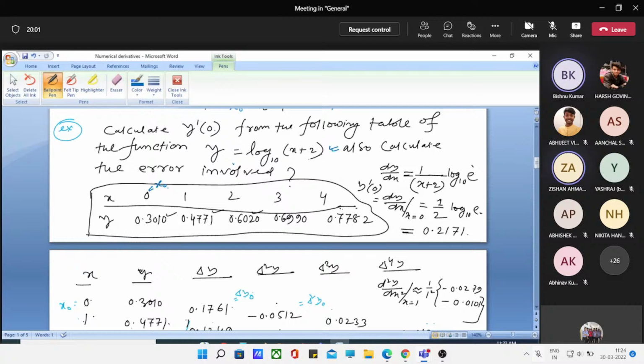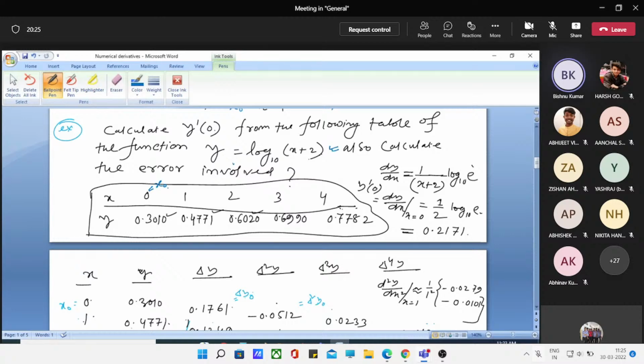dy/dx of log x is 1 by (x plus 2), and in log, basically this is base 10, so log 10 base e. If it is log base e, then 1 by (x plus 2) only, and log e base e will be 1. So here you also have to put some value, log 10 base e, that value, along with 1 by (x plus 2), that you have to calculate.